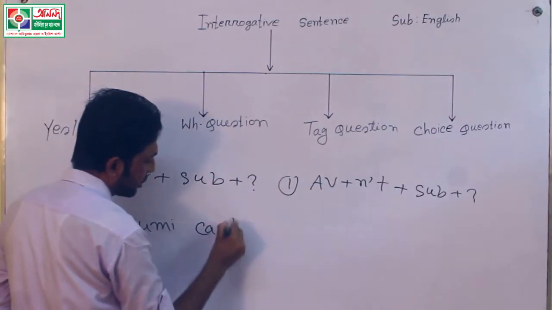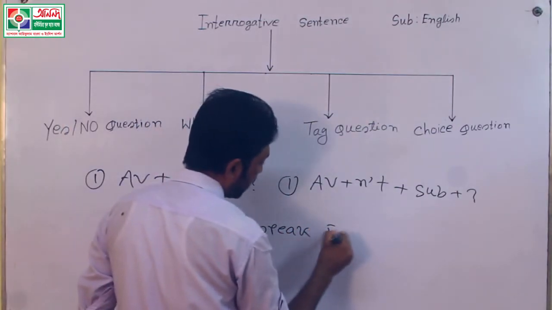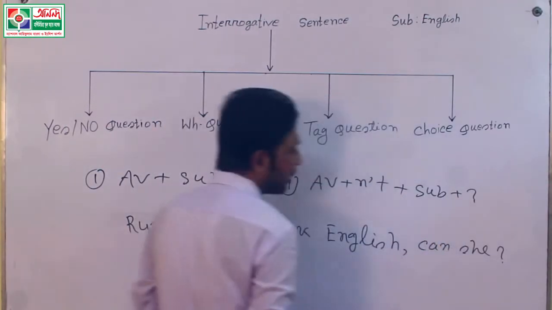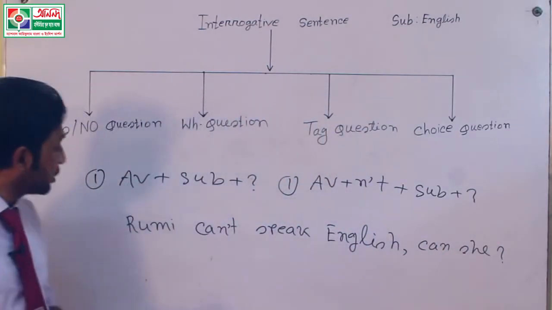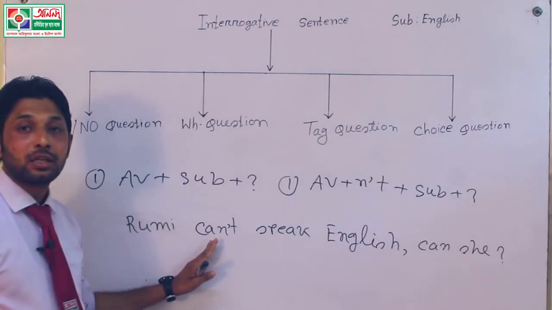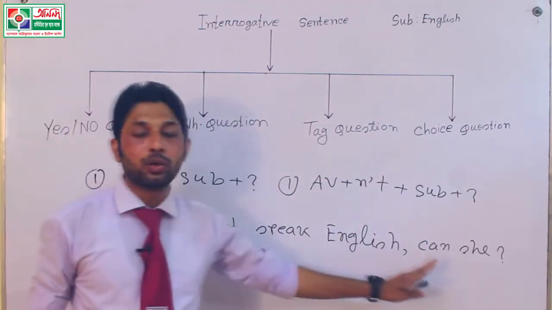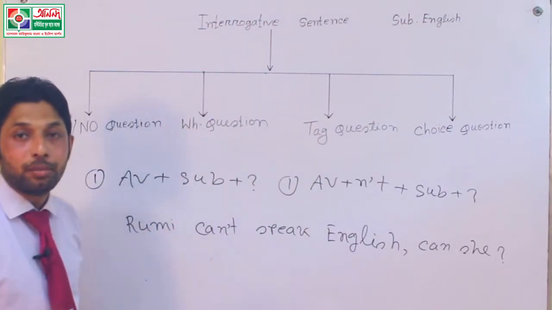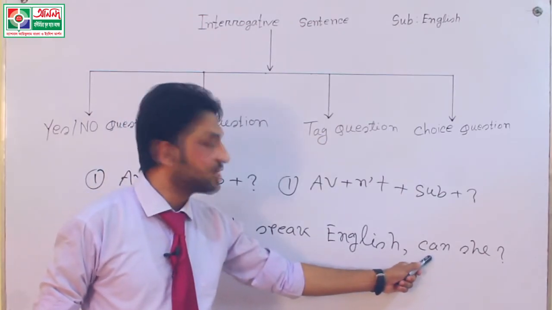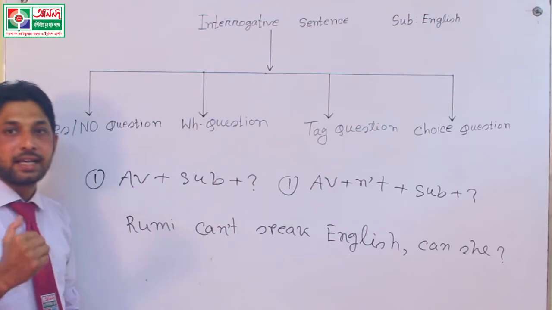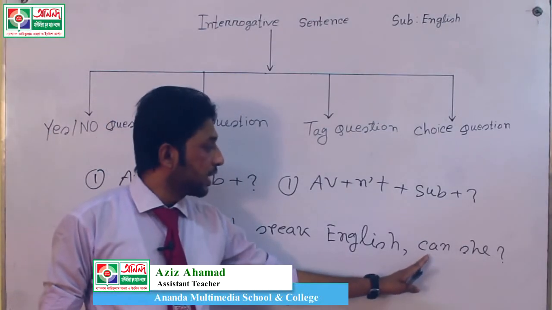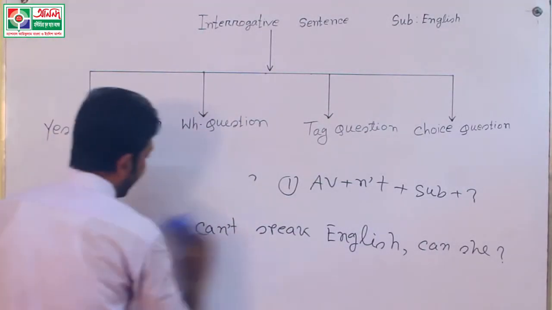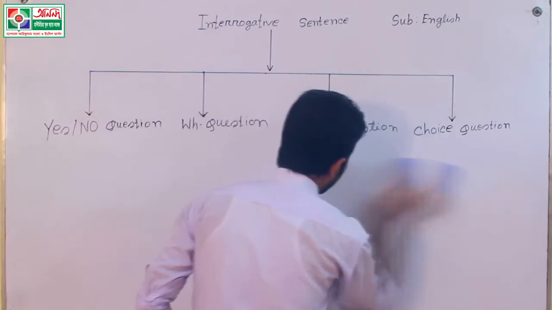Rumi can't speak English. The tag will be can she? And we have to use a question mark. My dear students, if the main statement is negative, then the tag will be affirmative. Again, if the main statement is positive, then the tag will be negative. That's why the tag has been positive. Is that clear?